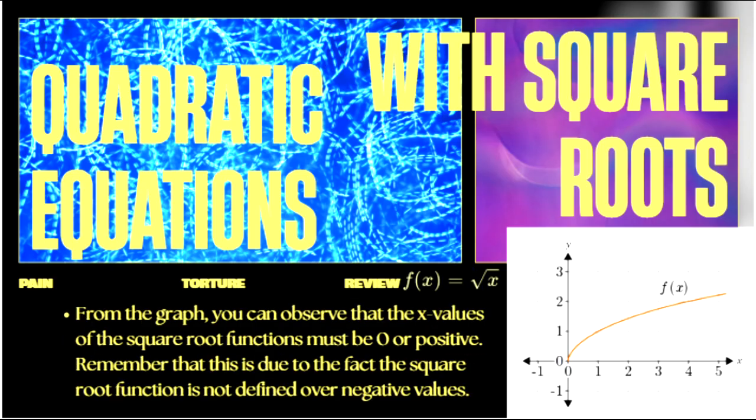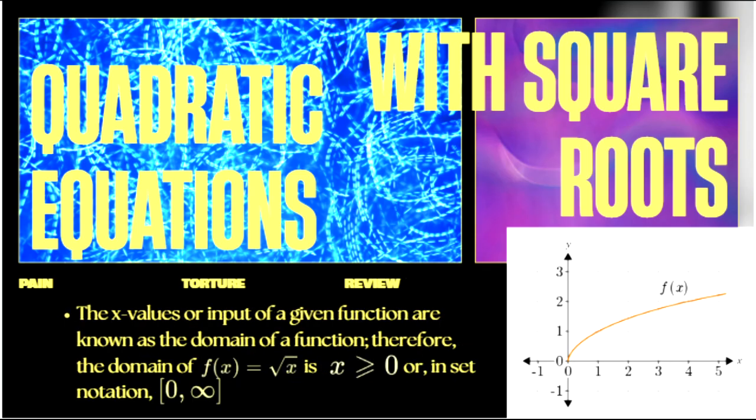From the graph, you can observe that the x values of the square root functions must be 0 or positive. Remember that this is due to the fact that the square root function is not defined over negative values. You can't take a negative value and then take the square root of it. The x values, or input, of a given function are known as the domain of a function. Therefore, the domain of f of x equals the square root of x is x must be greater than or equal to 0, which we can see right here. It can't go beyond that. Or in set notation, 0 for x and infinity for y. Okay, so it can't go below 0 on the x line, but it can go anywhere it wants on the y line. All right.